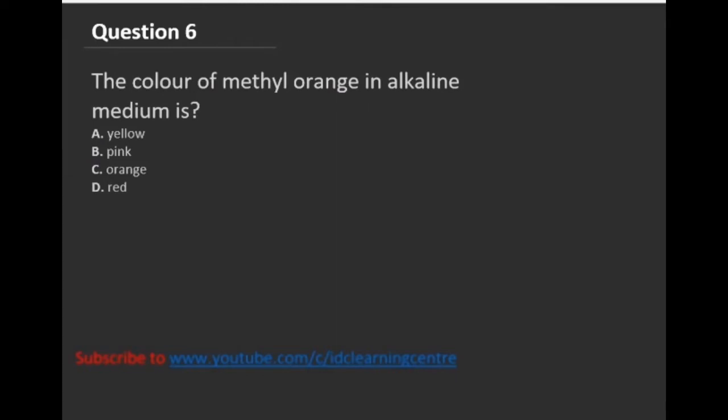It says the color of methyl orange in alkaline medium is A, yellow, B, pink, C, orange, D, red. The right answer to this is A, yellow. Methyl orange is an indicator that dissolves in an alkaline solution to form yellow coloration.